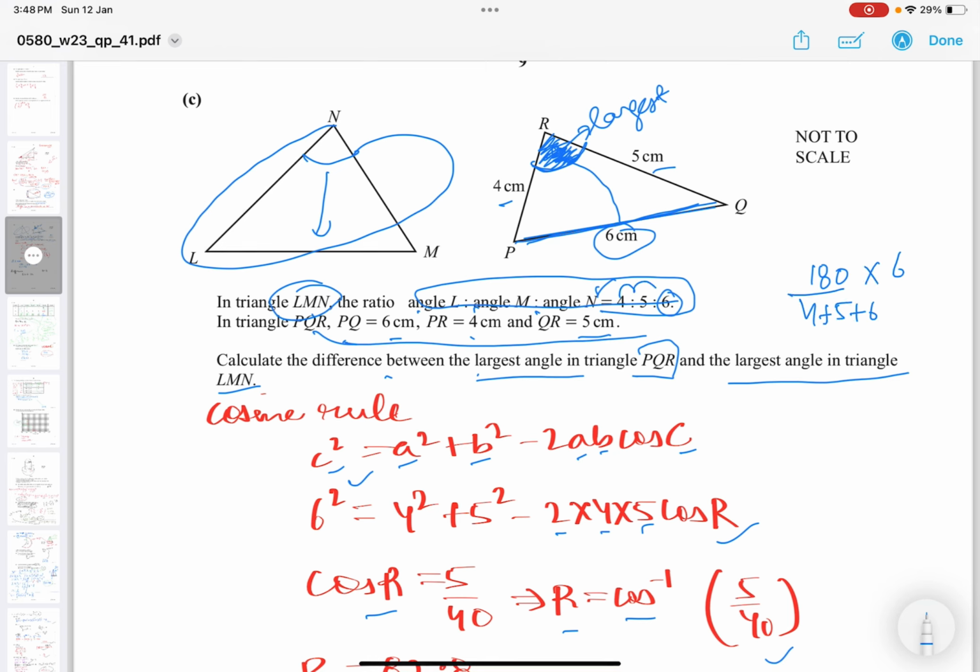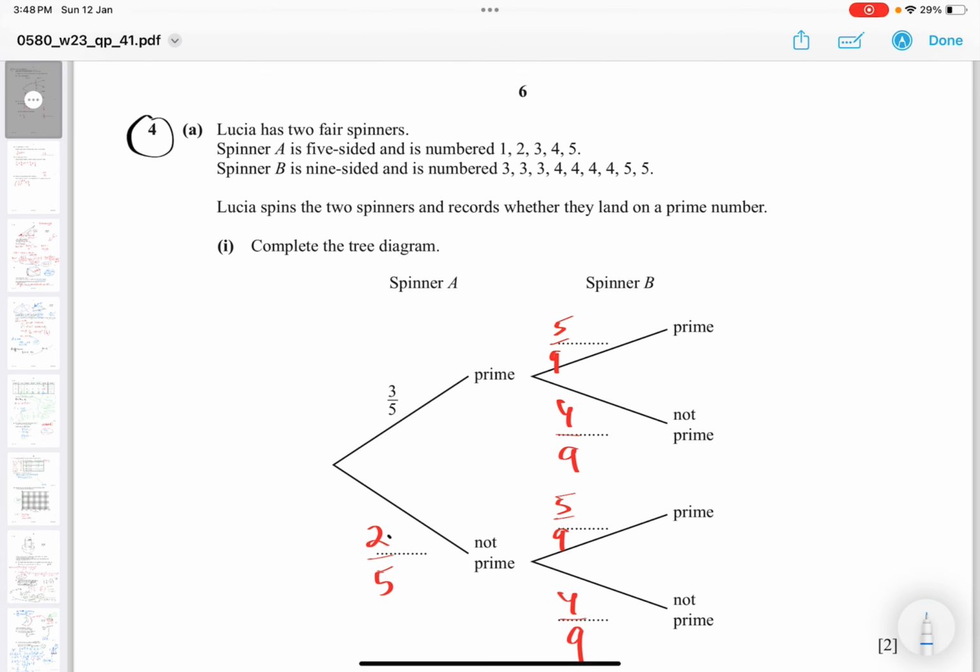Now let us move on to the next question. Let us start with probability now. Lucia has two fair spinners, this one and this one. Lucia spins two spinners and records whether they land on a prime number. What are the prime numbers?